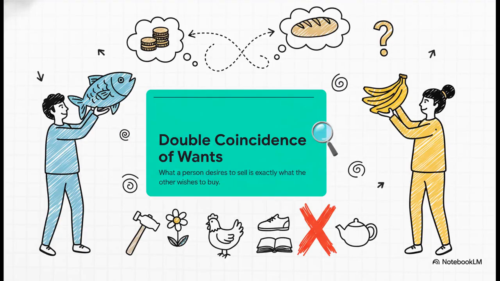This brings us to a very important term for your exams. It's called the double coincidence of wants. This is the essential condition for barter. It means that what you want to sell is exactly what the other person wants to buy, and what they want to sell is exactly what you want to buy. You can imagine how difficult this would be.